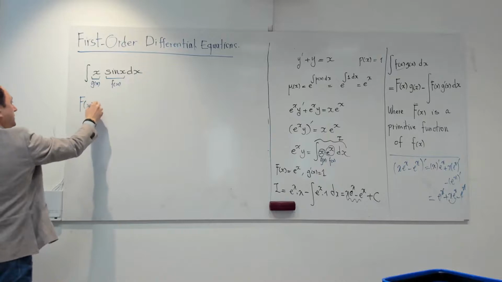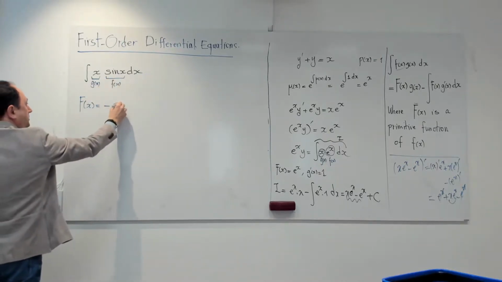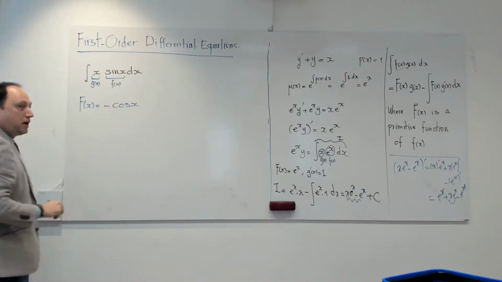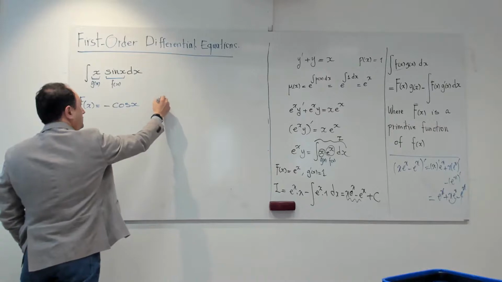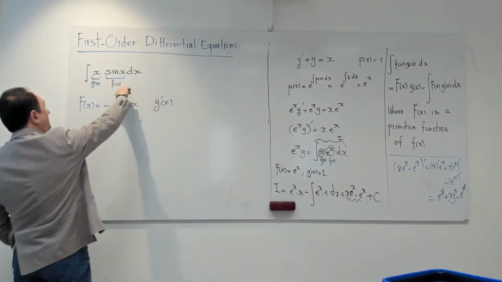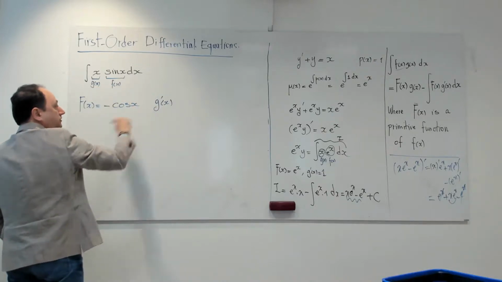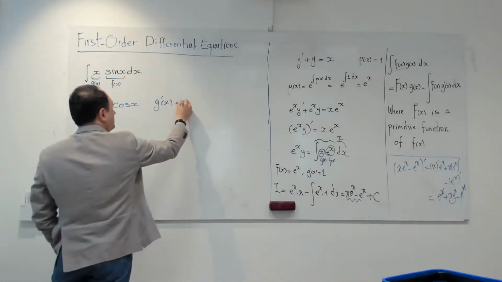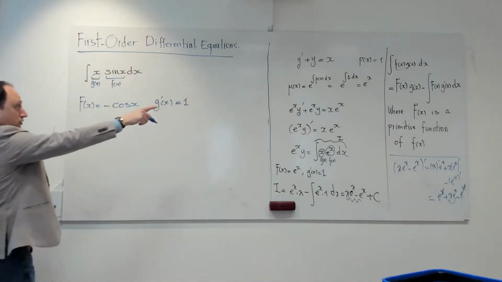So capital F is easy. A primitive function for sine x, if you remember math 4 lessons, is just minus cosine x. And then for the second one, you need to take the derivative. Don't get confused: for one, you find the primitive; for the other one, you find the derivative. So the derivative is simply 1. And then you need to remember the formula.